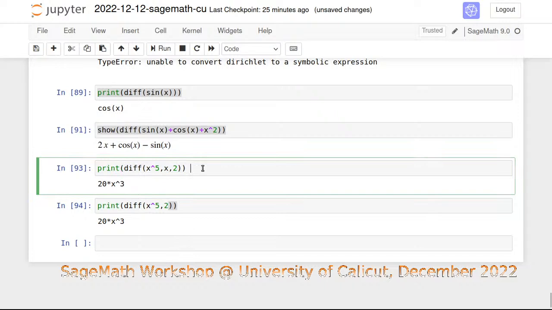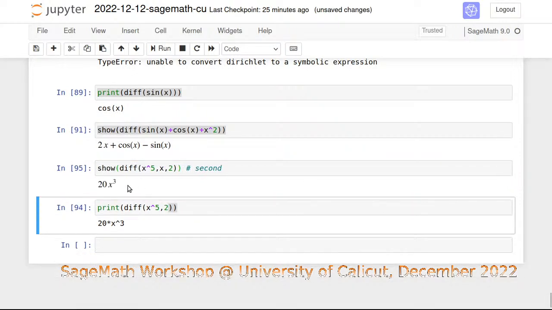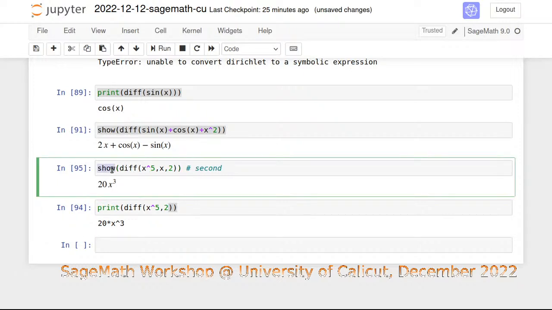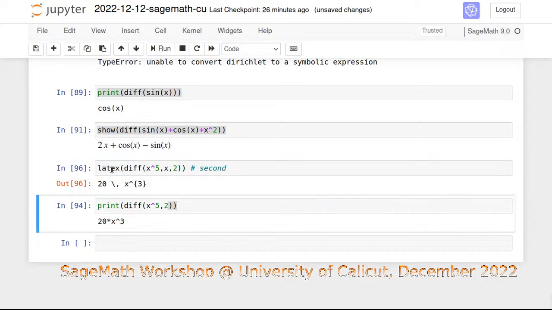If we use the show command, then it will show x cube. Yes, show is actually for showing a neat looking math output. It's basically using LaTeX. SageMath is using LaTeX when you are using show. And in fact, you can get the LaTeX command also if you want to copy and paste this code. That's also possible.